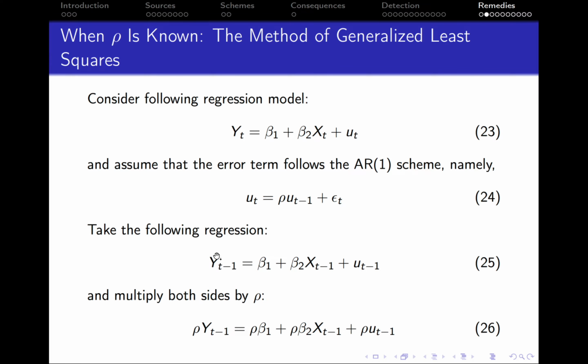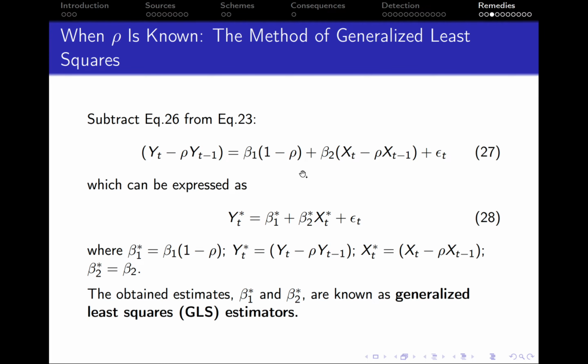So we get the following equation. Yt minus 1 is equal to beta 1 plus beta 2 xt minus 1 plus ut minus 1. After we've done this, we take this equation and we multiply both sides by the coefficient of autoregression, so by the rho coefficient, and we get the following expression. In the next step, we take equation 23 and we subtract the last equation from the original equation.